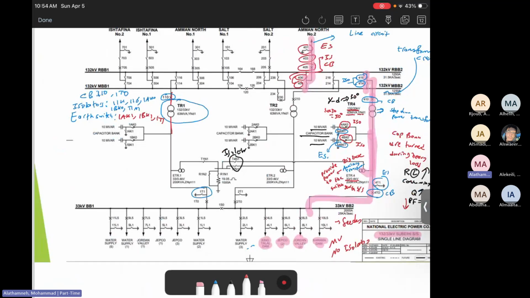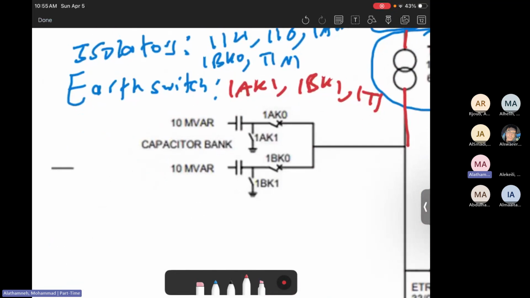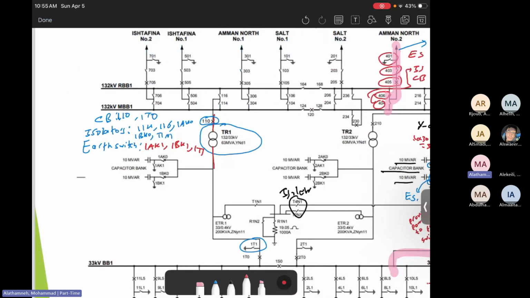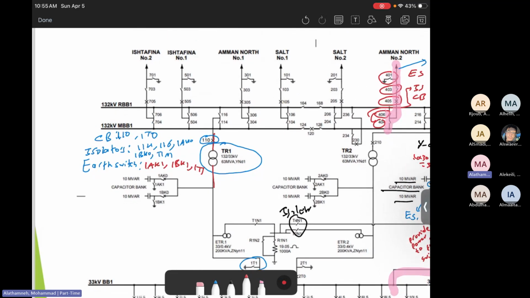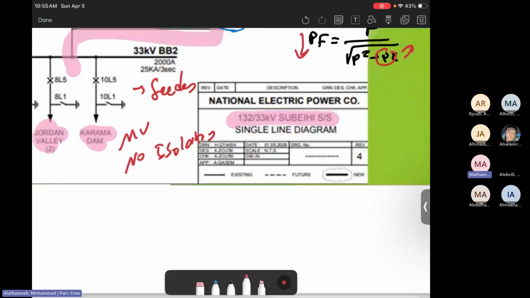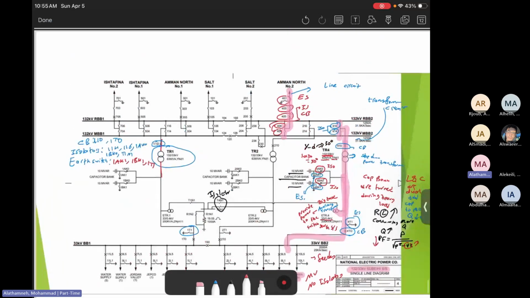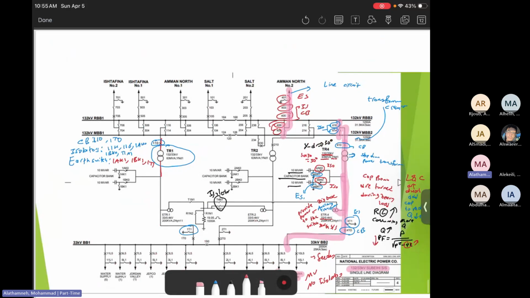Again, the expectation is to understand every single detail. So if I ask you what's the capacitor bank, what's the purpose, you need to have an answer. If I ask you to disconnect TR1 from service, you need to know how to disconnect it, or disconnect, for example, North Amman and Shtafena circuit number 1, you should be able to do that. The single line diagram that we have here will be provided. So don't memorize it. It will be provided either in the exam or whatever. So don't memorize anything from the single line diagram.